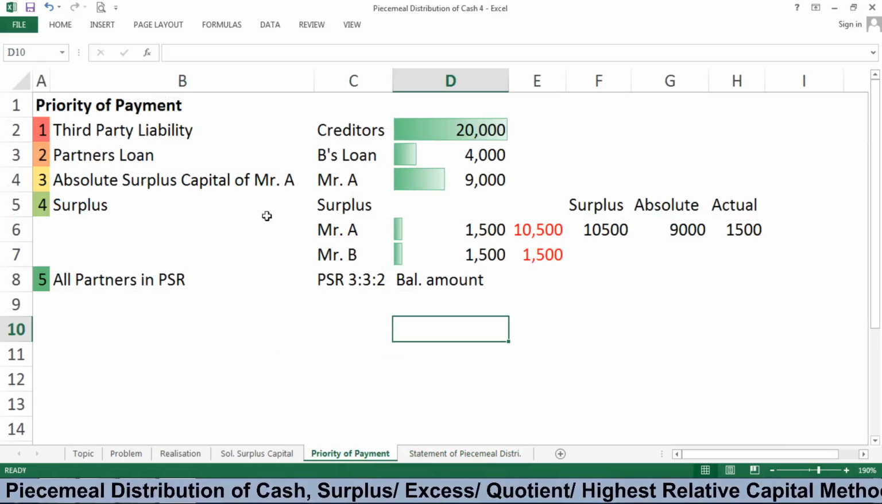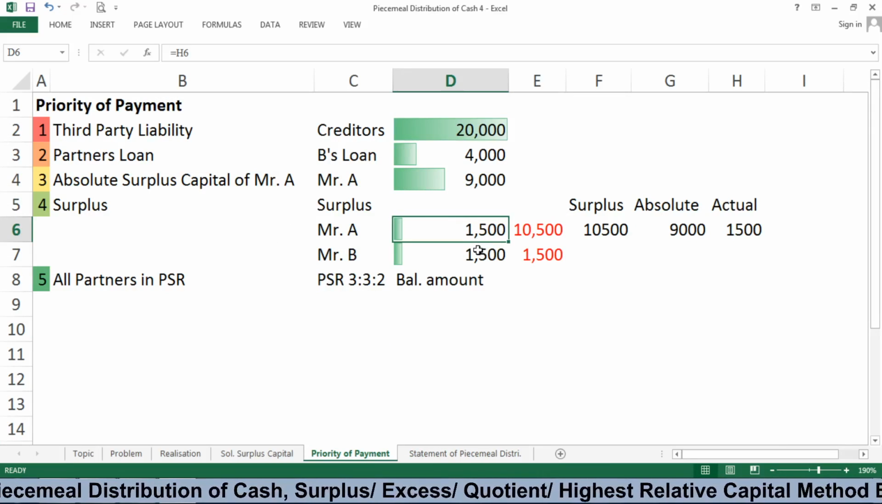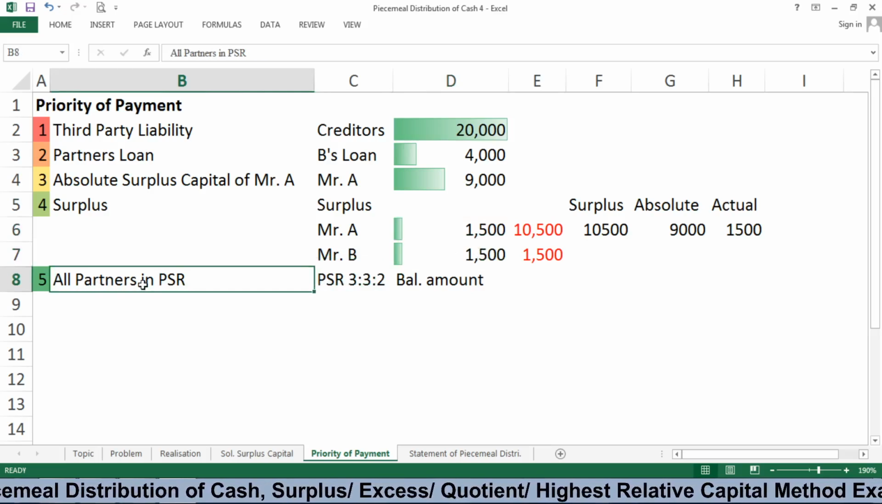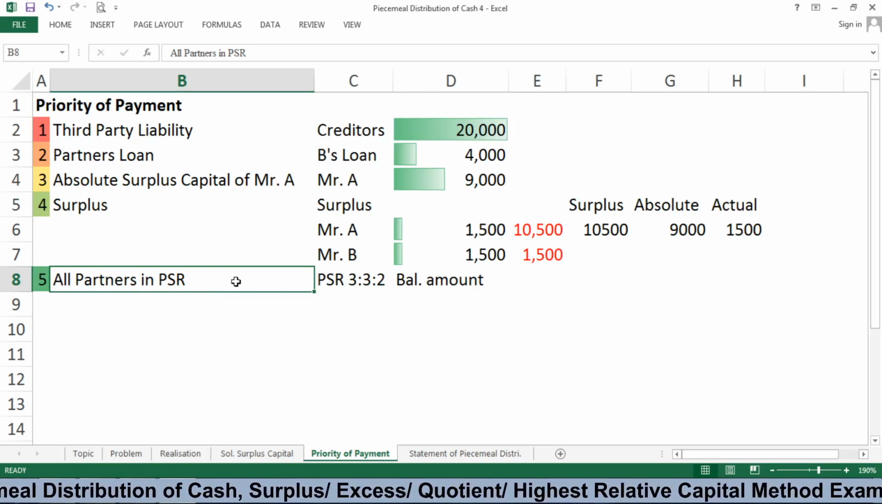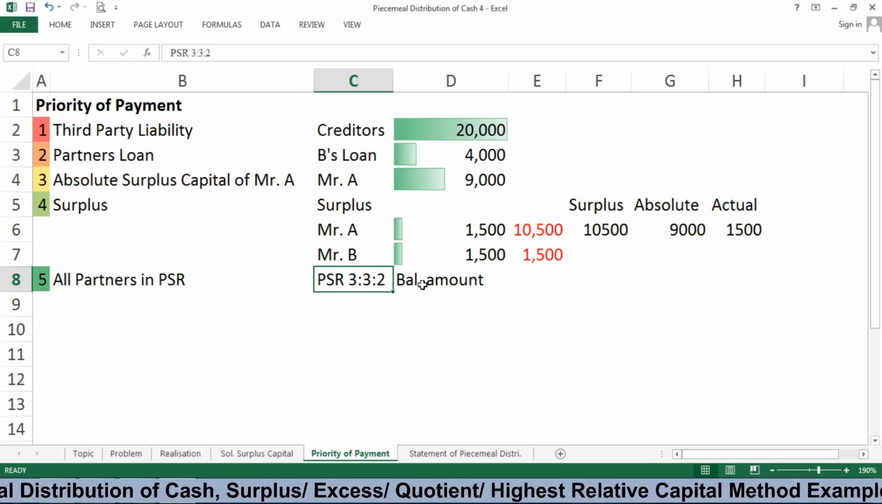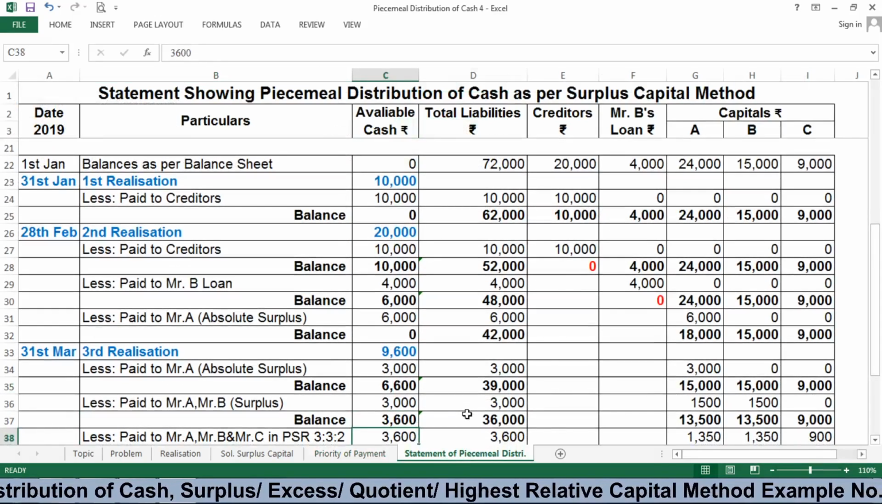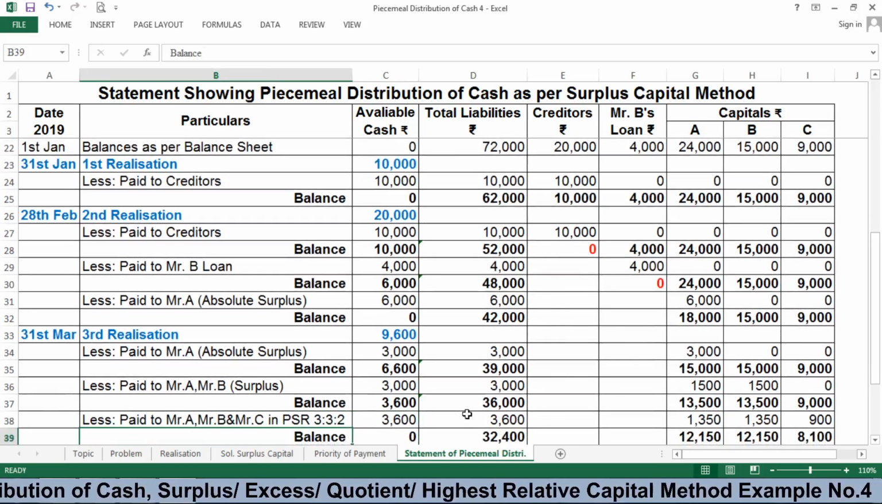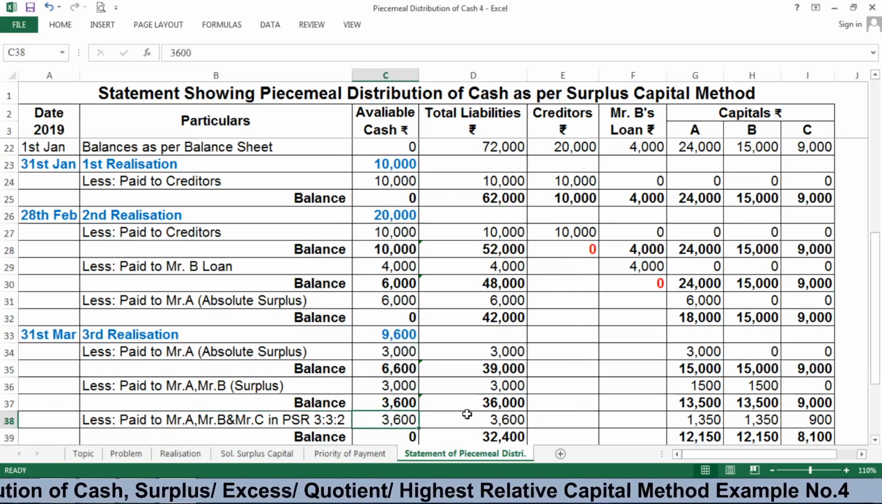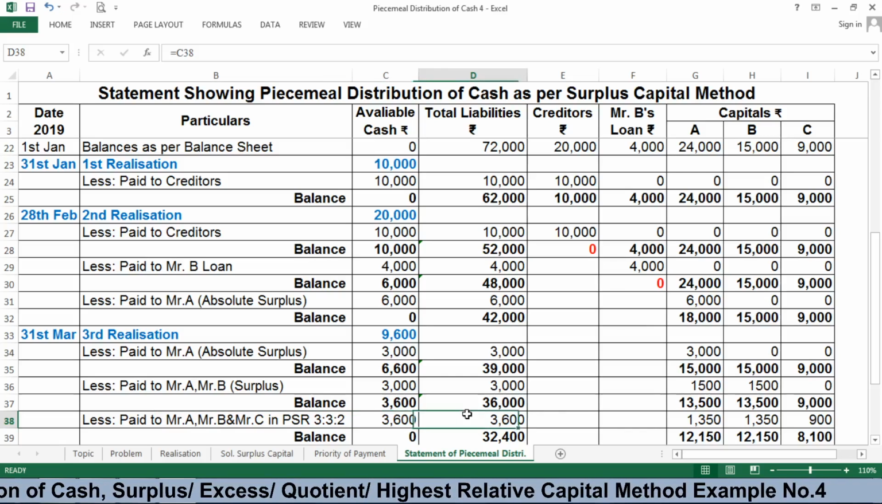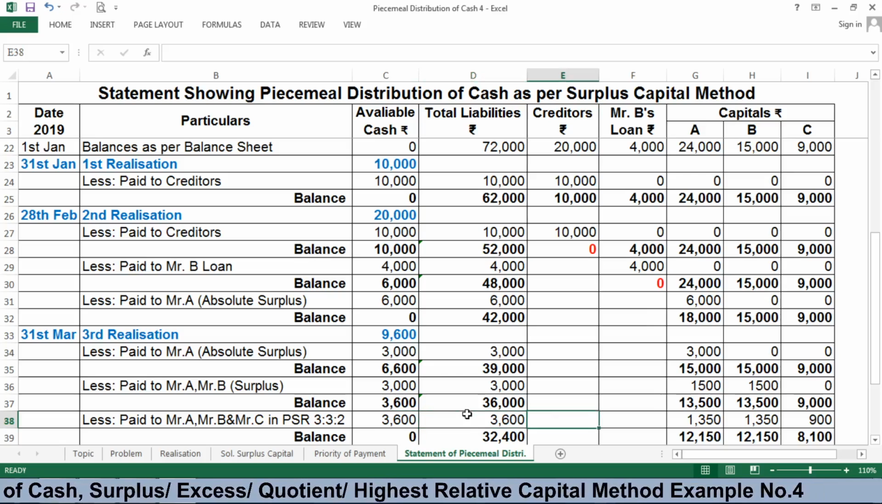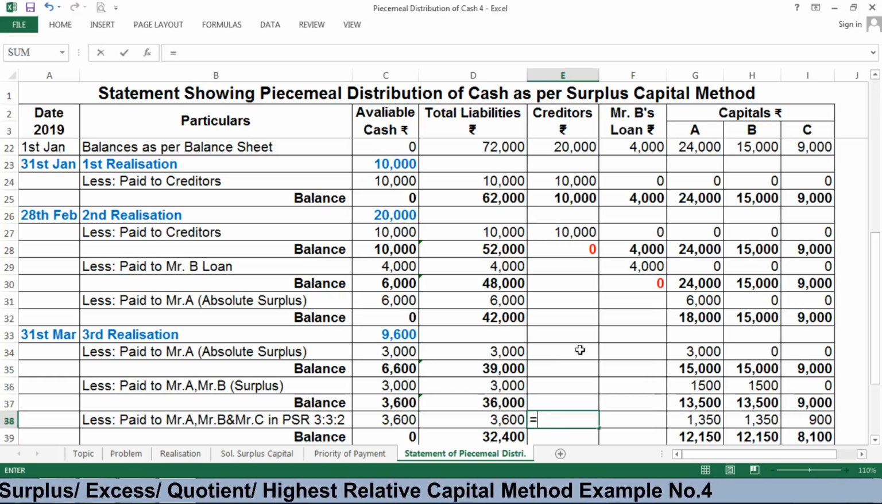Now after the payment of surplus capital 1,500, 1,500, if we have any kind of balance, then we have to pay it to all the partners in profit sharing ratio, that is 3:3:2, whatever balance amount we have. So here we have 3,600. So now we can pay 3,600 to Mr. A, B and C in profit sharing ratio, that is 3:3:2. So cash will be reduced by 3,600 and total liability will be reduced by 3,600. Now we have to calculate how much amount will be received by Mr. A. Here you can see 1,350, but how does it come? So we will calculate here, how much amount we have to distribute?